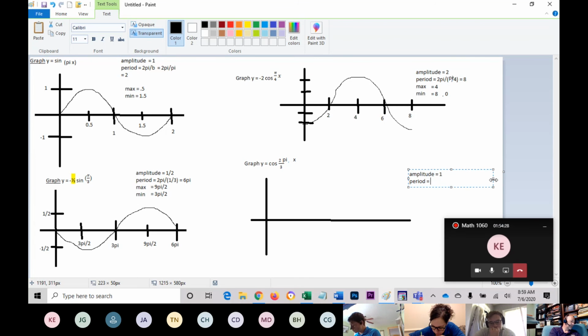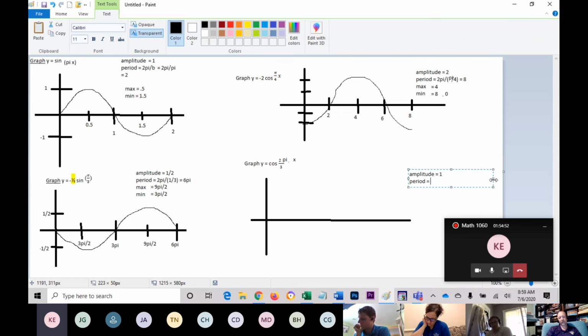What do you think? Let's see. Is it just 3 pi? How did you figure that out? I did 2 pi times 3 pi over 2. Oh, so be careful. You said times, but let's do divide first. Okay. So 2 pi divided by 2 pi over 3, right? Yeah. Okay. So the 2 pi's will cancel, and the 3 is going to go to the numerator, and I'm going to be left with what?